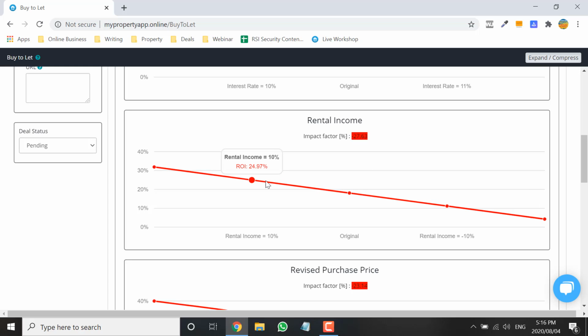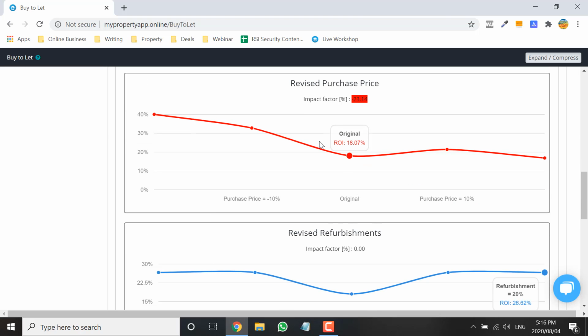If we go on to the other side, you can see here that if the rental income was 10% more than we expected, the return is 24%. And if it's 20% more than we expect, your return shoots up. So you can see the difference between your variable here on the left of 31% to the right is 4%. There's a massive difference, and that's the impact factor. That's why we've colored it red, to say watch out here. If this number is not correct, it could severely impact your deal. Purchase price is exactly the same situation here.